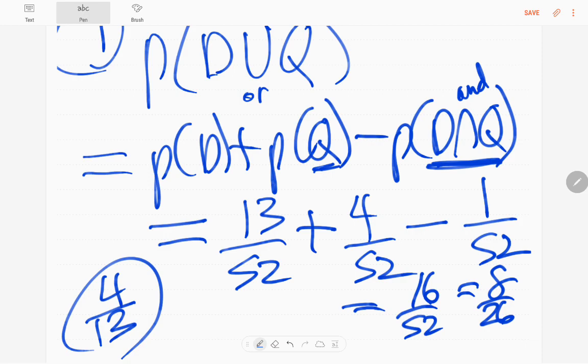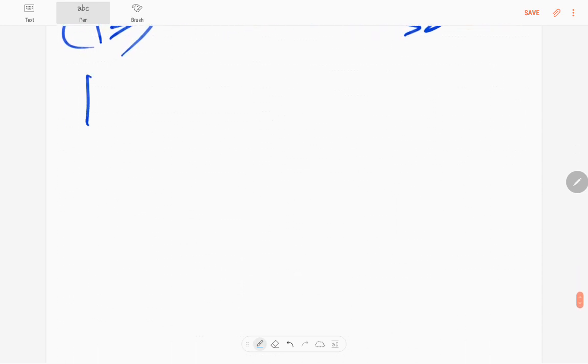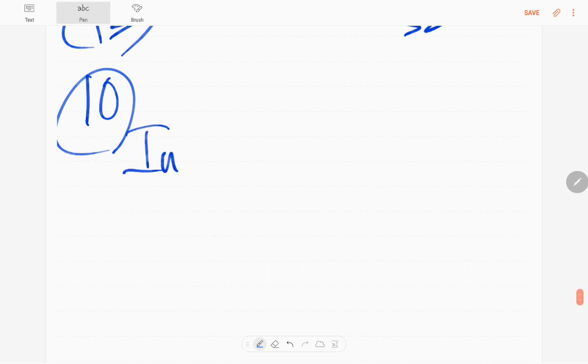Let's move on to number 10. The table below relates the amount of time consumers spend shopping on the internet per month with their annual income. What is the probability that a randomly selected consumer either spends 10 plus hours per month shopping on the internet or has an annual income above $60,000? Okay, so I guess I'll have to go ahead and do the chart on this one. Just give me a minute.